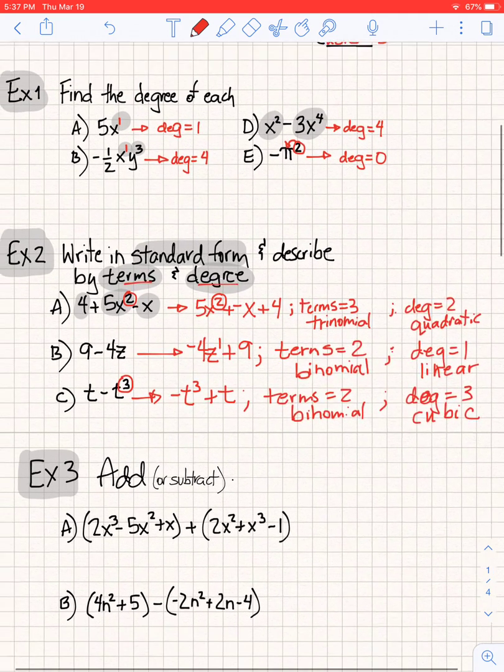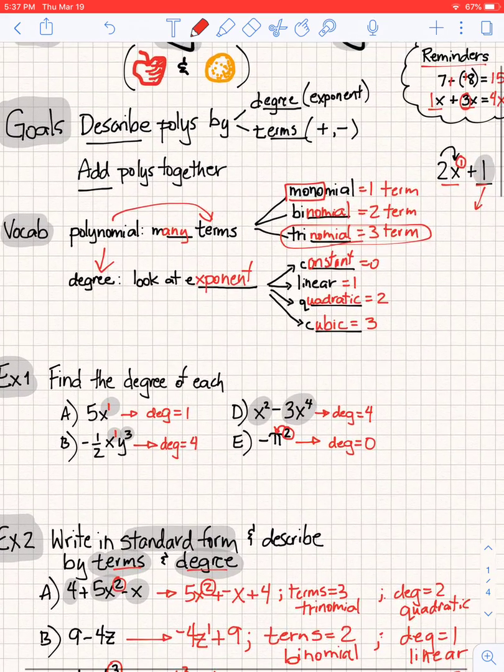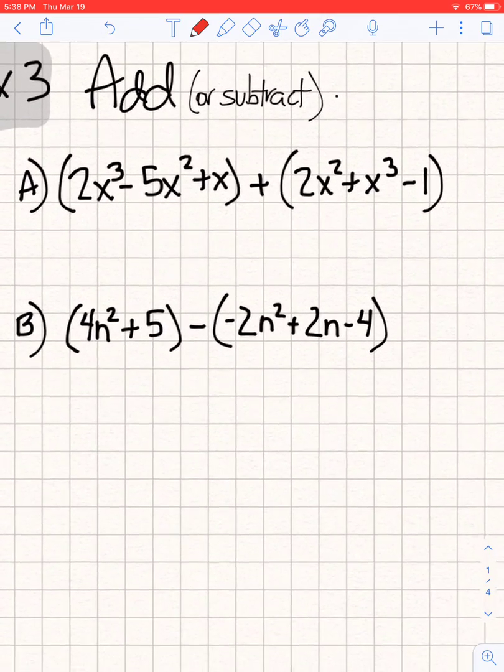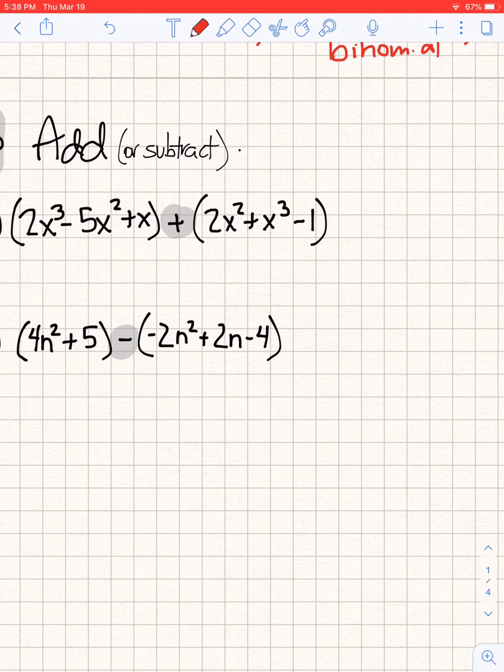All right. Last 2 examples, and we're done with our lesson. We're going to add. Now notice the first problem is an add problem, and the second problem is a subtract problem. But we're going to change that second problem to an add problem so that everything's add, and we're just going to add the opposite. All right. There are several ways to think about this.